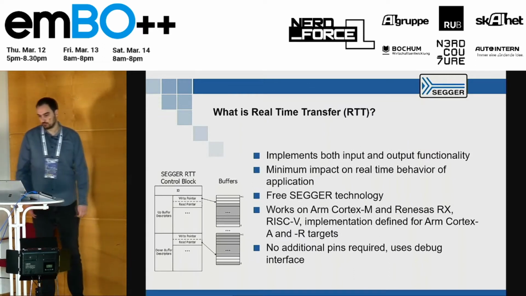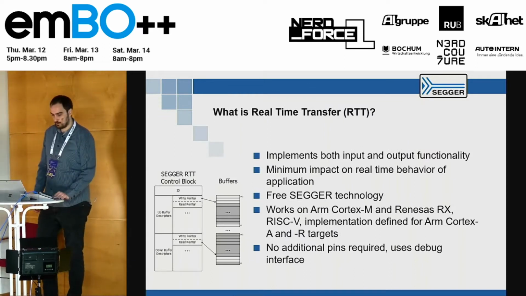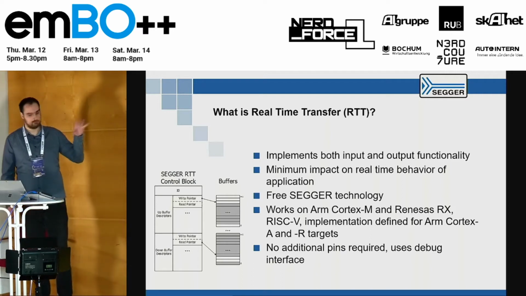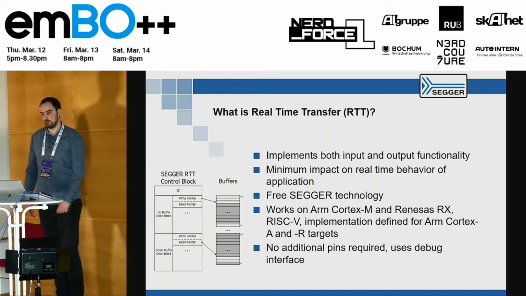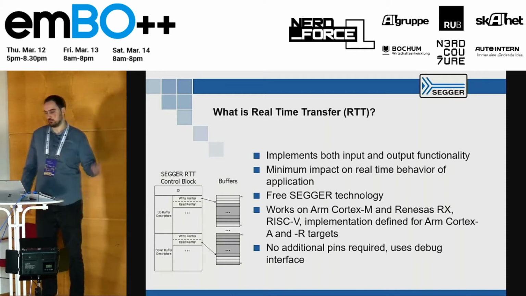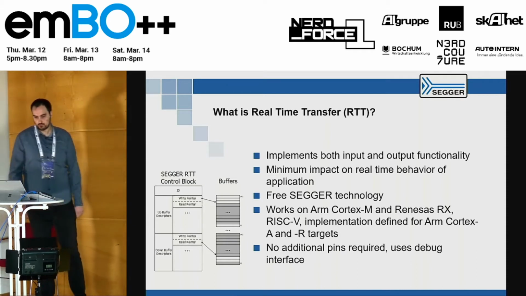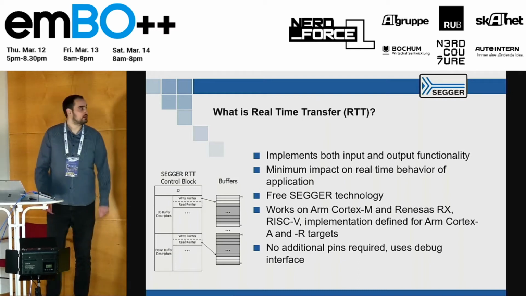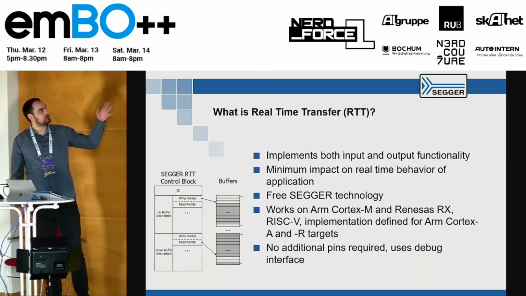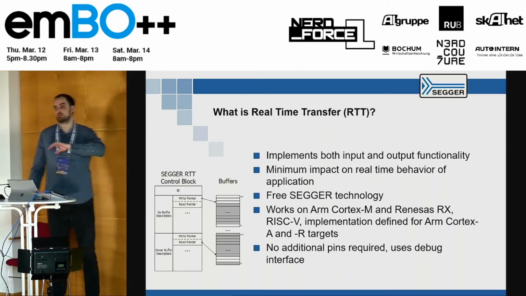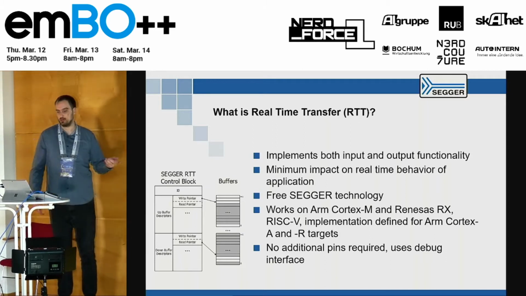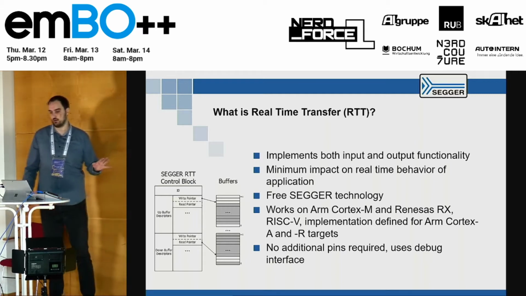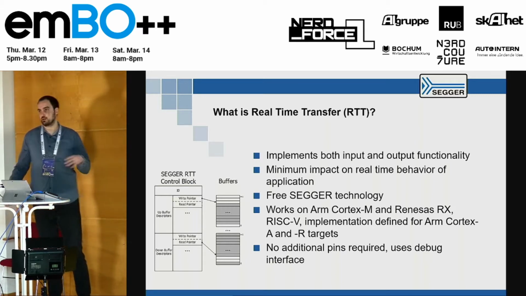So what is real-time transfer? It's essentially a little buffer block in your RAM. We have an up and down buffer, so we have both directions implemented. And the nice thing is we have a minimum impact because we only need to do a mem copy essentially to your RAM, and we leave the data there for now. And everything else is handled by a debug probe.